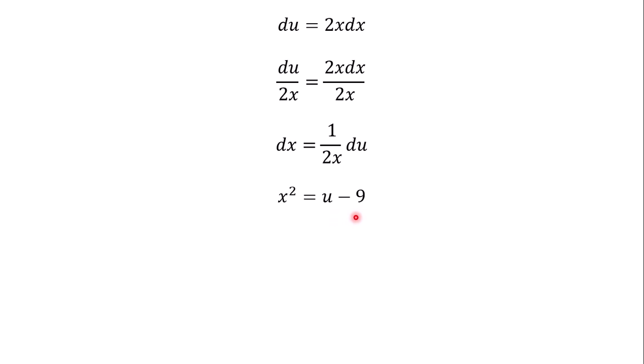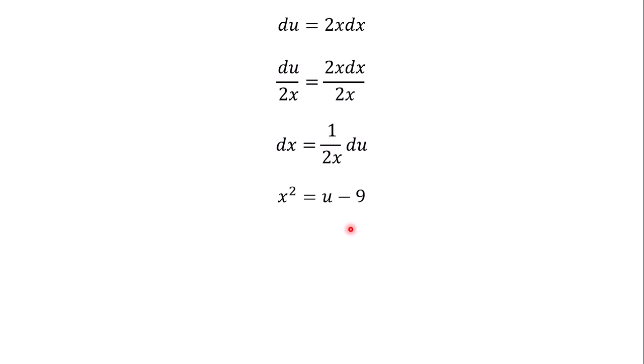This means that whatever remains after the cancellation, meaning that after the cancellation, wherever we see this x squared, we are going to replace it with what? u minus 9.